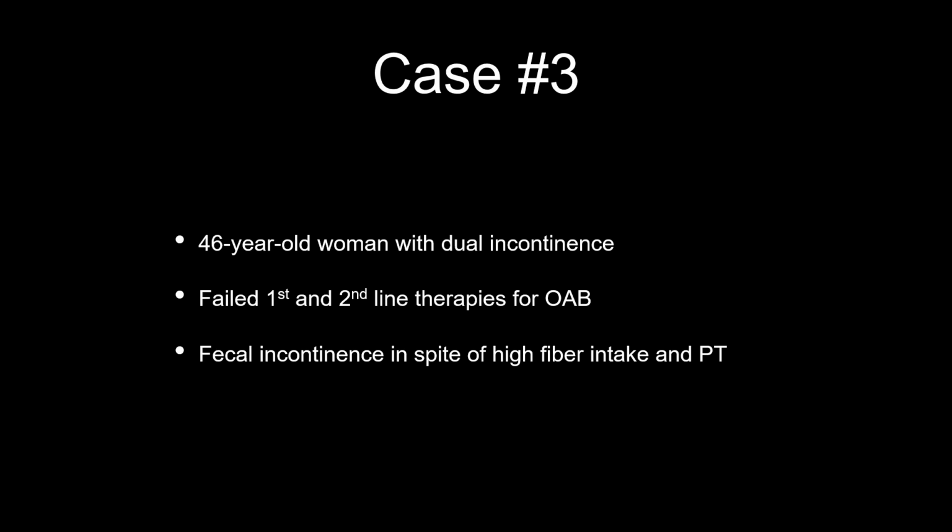Okay, so let's do case 3. This is a 46-year-old woman with dual incontinence. So for those of you who know, dual incontinence is bladder and bowel incontinence. She's failed first and second line therapies for overactive bladder, and her fecal incontinence is in spite of fiber intake and physical therapy. So that's kind of more first line therapy even for fecal incontinence. So we try to do some sort of bulking therapy, as we say, to kind of firm things up, and then physical therapy as well.